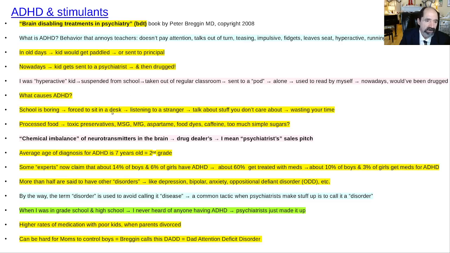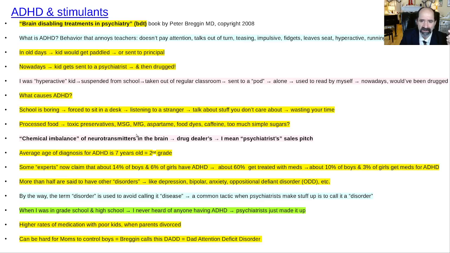Okay, what are other things that are thought to cause ADHD? There's some talk about them being contributed to by toxic preservatives in food. We're not going to go into all this stuff today. That's a topic for some other day. But MSG, MFG, aspartame, food dyes, caffeine, too much simple sugars, those are all thought to potentially make kids more hyperactive, misbehaved, etc.